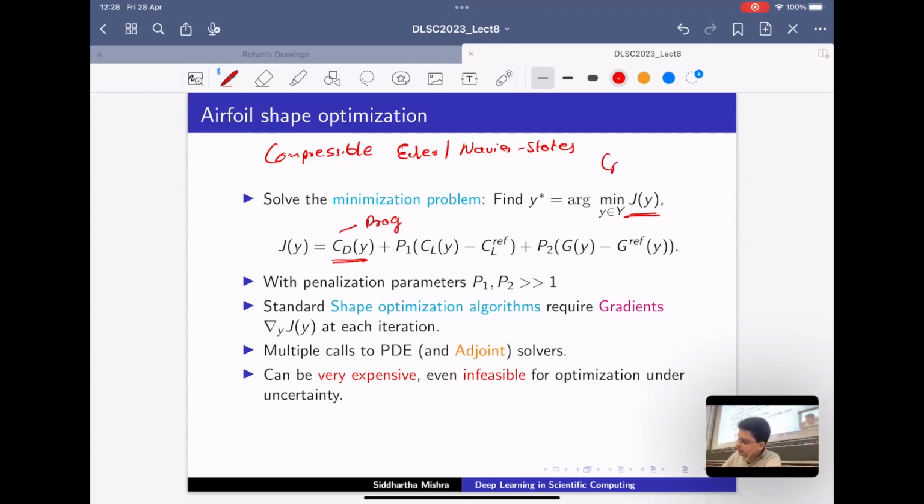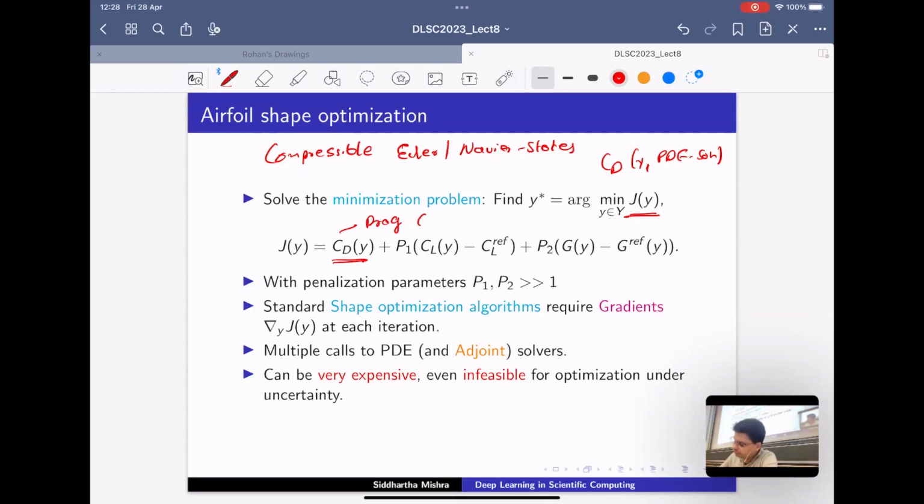And the CD is a function of y, but it's also a function of the PDE solution, right? Because after all, you have fixed the shape, you have the flow, which is defined by the Euler and Navier-Stokes equations. You compute the body forces, the pressure, and you take the difference of pressure and you compute the drag. So that's the first component. So this is the drag coefficient. Some people also call it the drag coefficient.